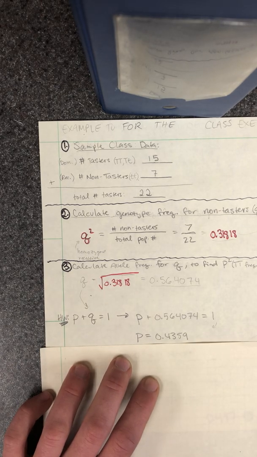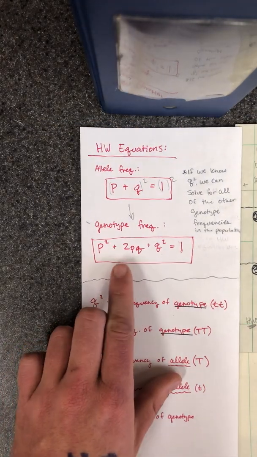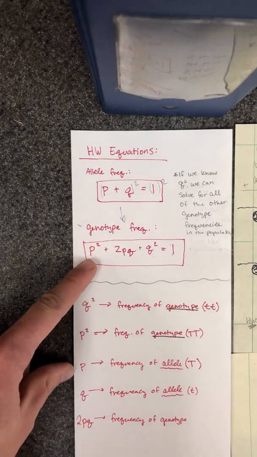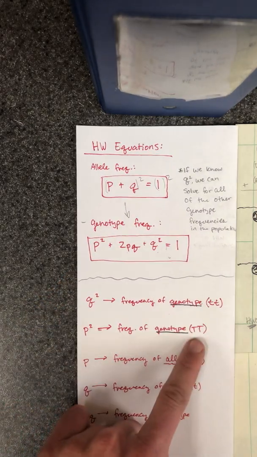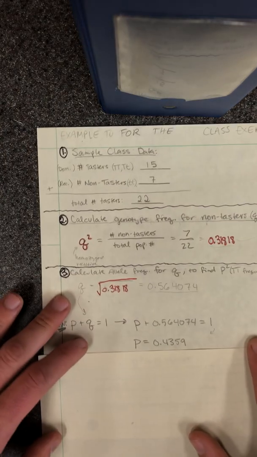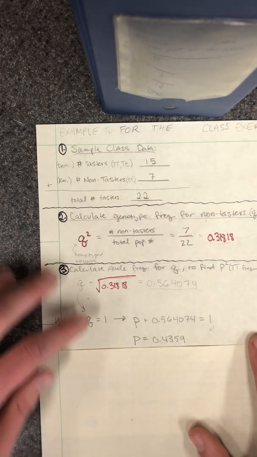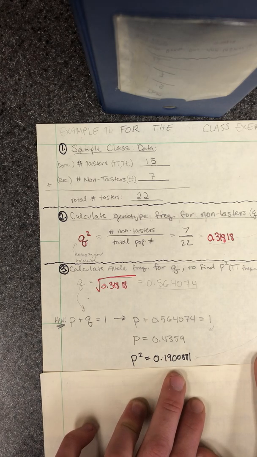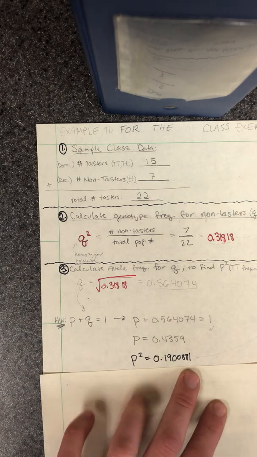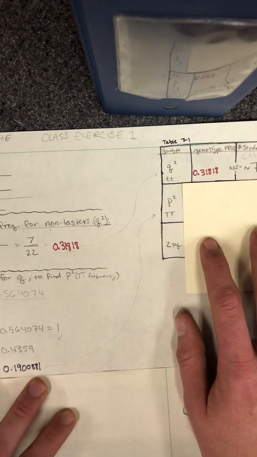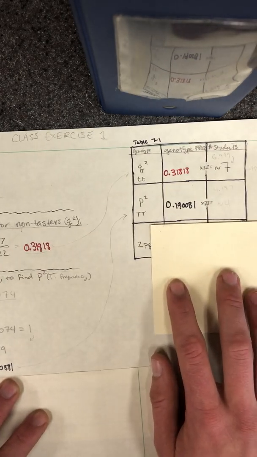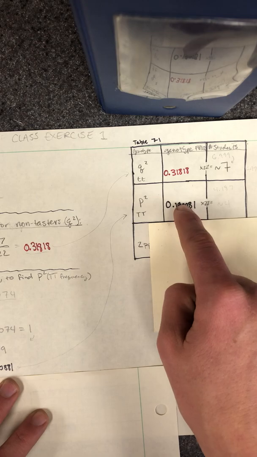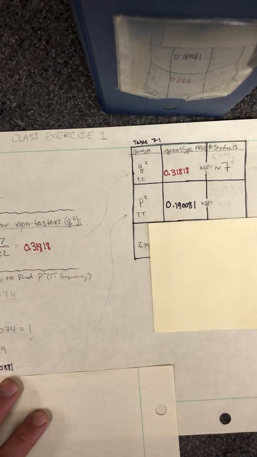Okay, but to get the genotype frequency, we have to square it, because if you remember from our Hardy Weinberg genotype frequency, P squared is equal to the frequency of the dominant genotype. So we're going to go ahead and square 0.4359, and that equals 0.1900881. So we can go ahead and actually add that to our table. So that is our genotype frequency, so about roughly 20% of our population of 22.